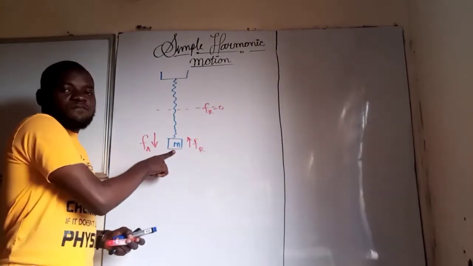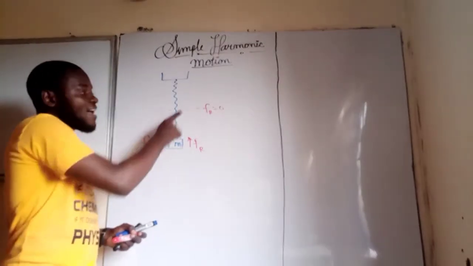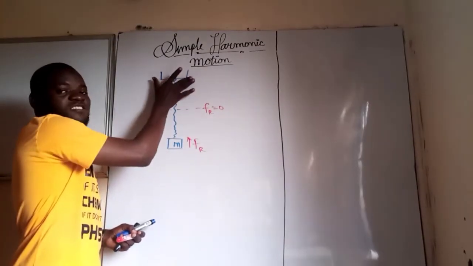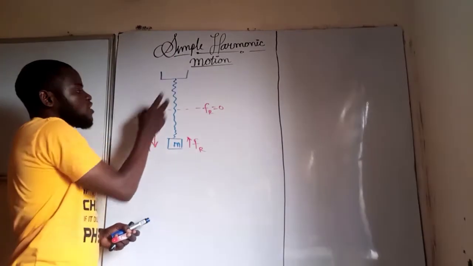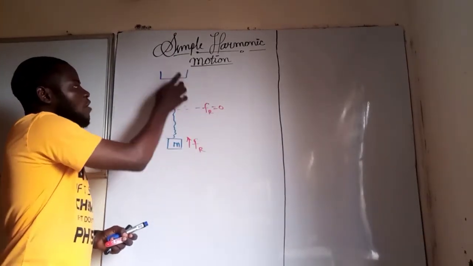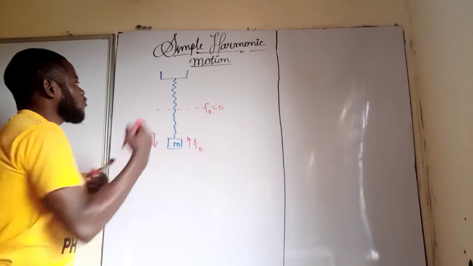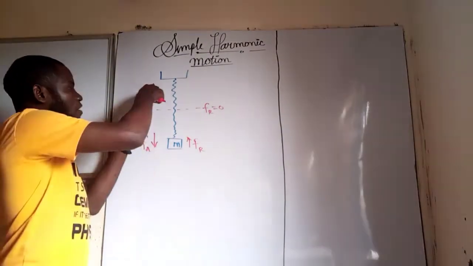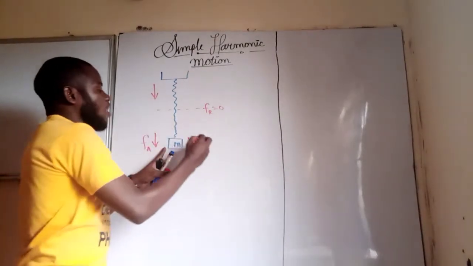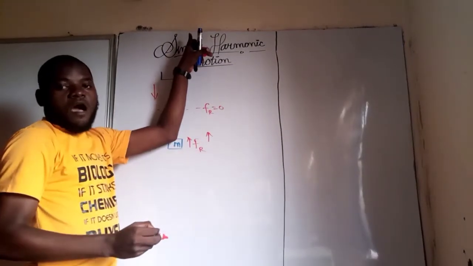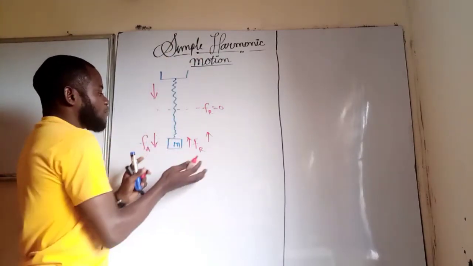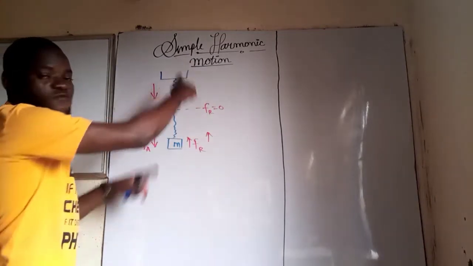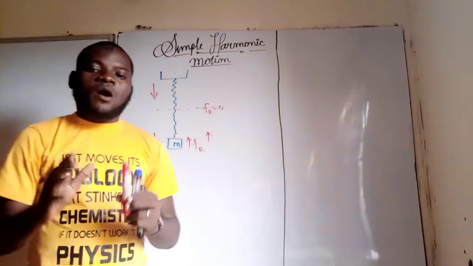But because this body has a mass and it also has velocity, the momentum of this body is going to push it backward. When it pushes it beyond the equilibrium position, the restoring force is going to build up again to push the body upward. So when it pushes it upward, it's still going to push it backward. The to and fro movement is what we call the periodic motion.